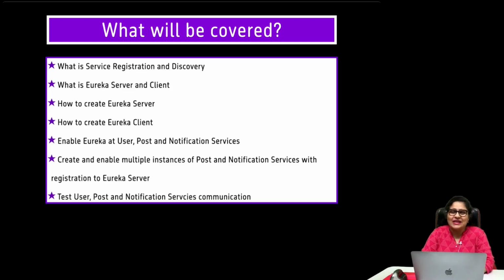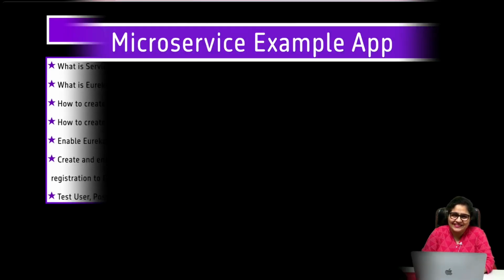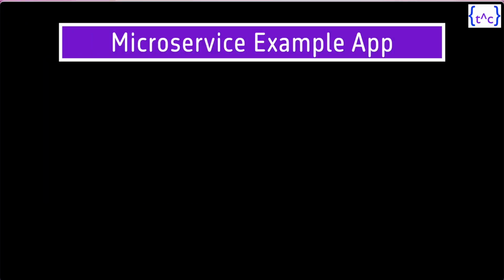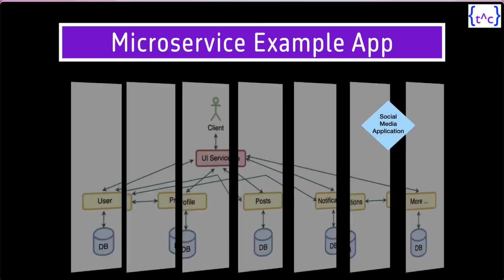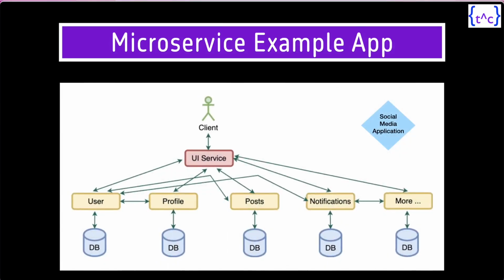All right, so let us quickly start with the detailed discussion on service registration and discovery now. Let us quickly have a look at the microservices example app, the app which we are creating as a part of the microservices tutorial. We are developing a fictitious social media application wherein we are considering microservices such as user profile, post and notification. Although there are many more services in a social media application, we will be focusing on user, post and notification service. And this is the typical architecture for that microservice.